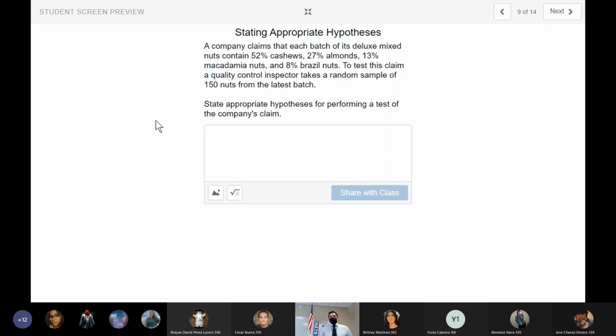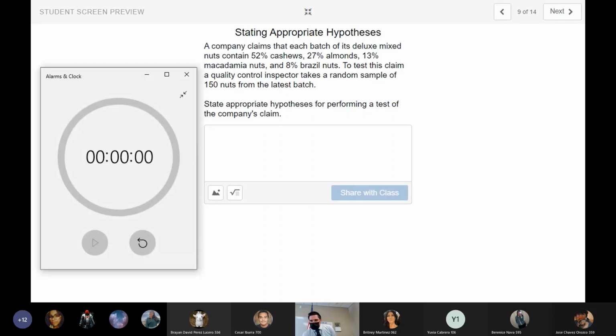All right, so now we have to write our hypothesis for the same context. We have that same company with their deluxe mixed nuts and their claim of what that distribution should be. We want to state appropriate hypotheses for performing a test of the company's claim. Now, remember, it's easier just to write these as statements. Our null hypothesis is that essentially their claim is correct. The alternative is that their claim is not correct. You need to fill in the proper context to finish those out. Okay, so we'll give you a few minutes there to write those up, and then we will discuss.